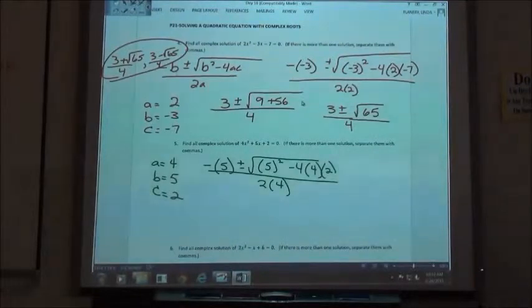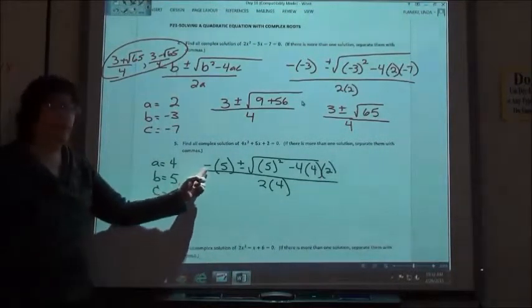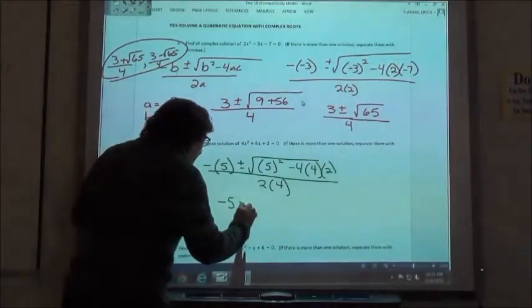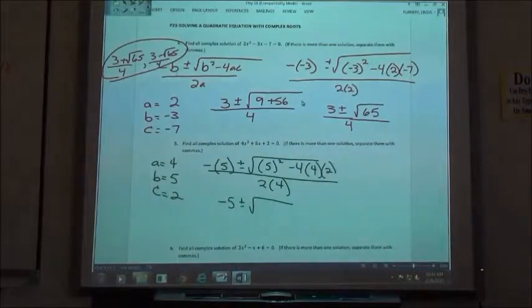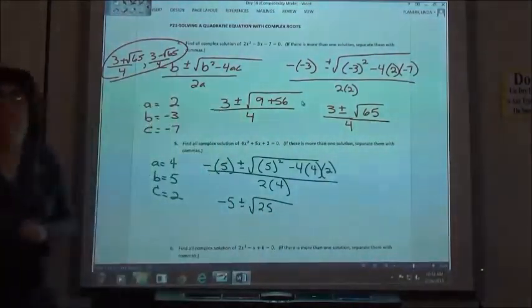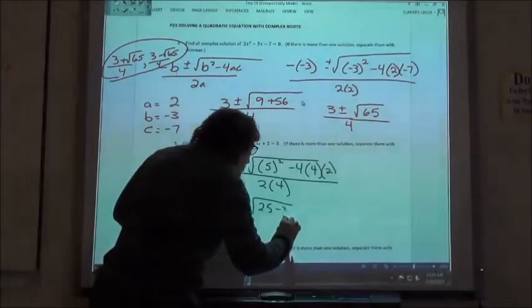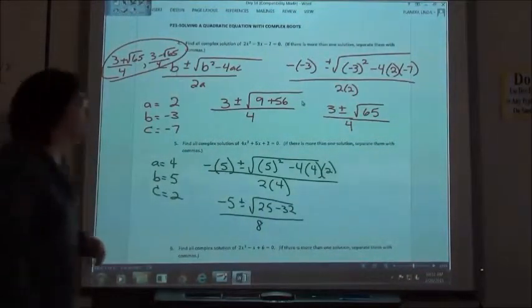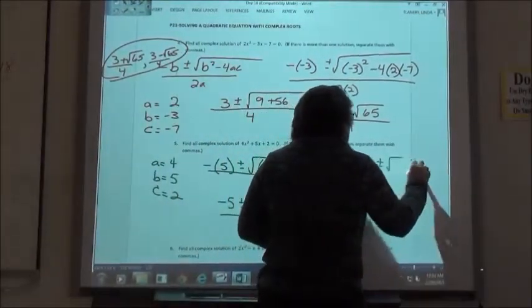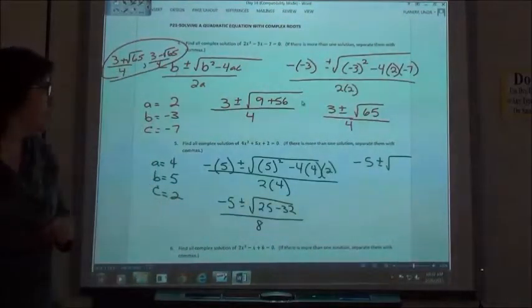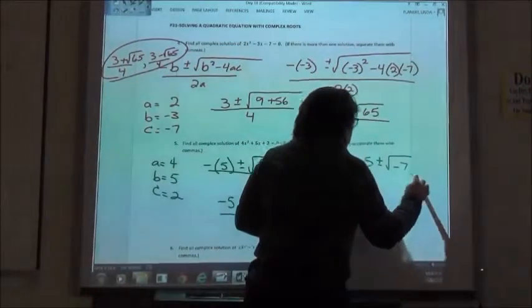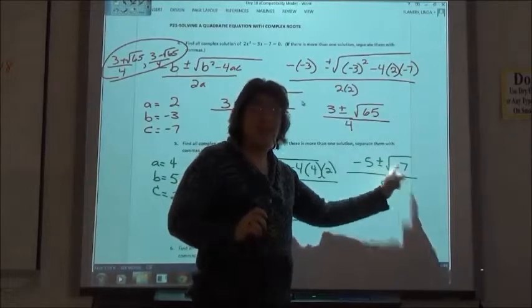So simplifying that, we're going to get negative 5 plus or minus the square root of 25 minus 32 all over 8. And so we have to do 25 minus 32, so we're going to get negative 5 plus or minus the square root of negative 7 over 8.